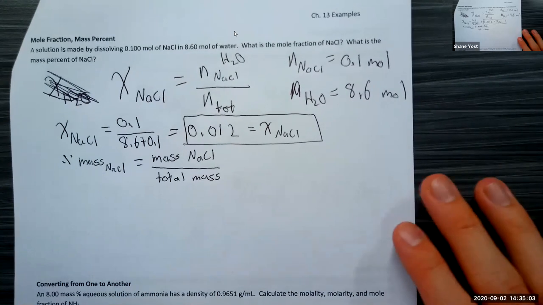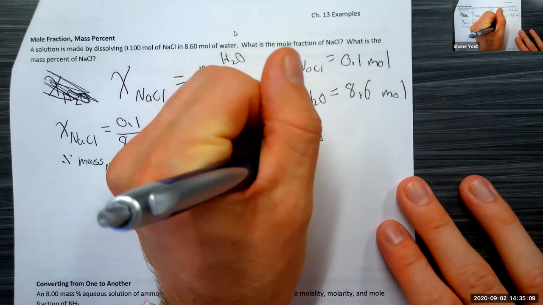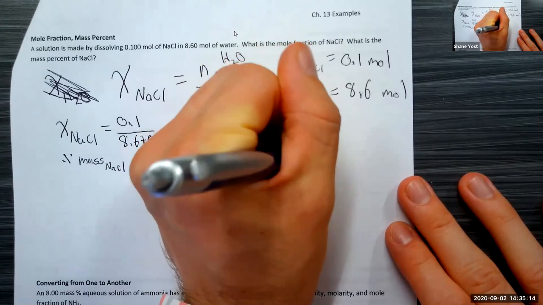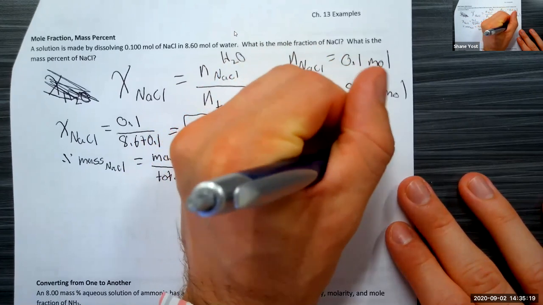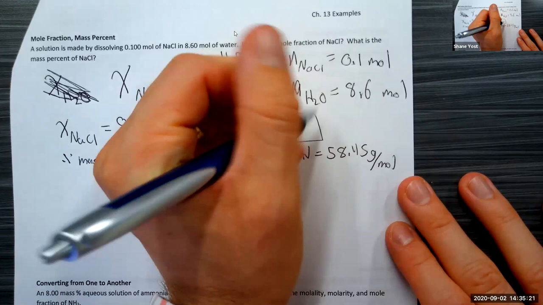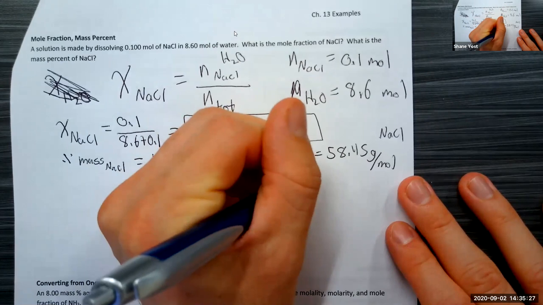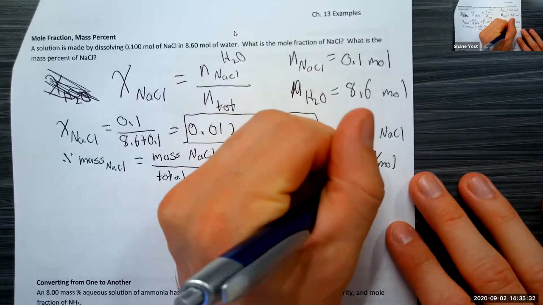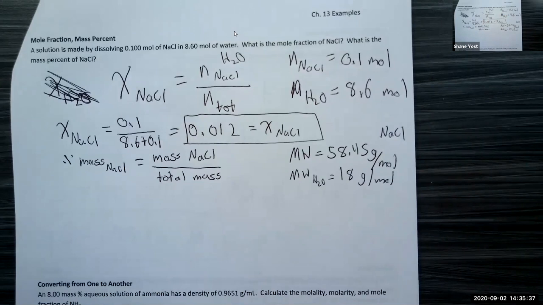I'll just write them out. The molecular weights, or the molar mass, is equal to 58.45 grams per mole for sodium chloride. And for water, it's equal to basically 18 grams per mole. So we have these molecular weights, or molar masses.